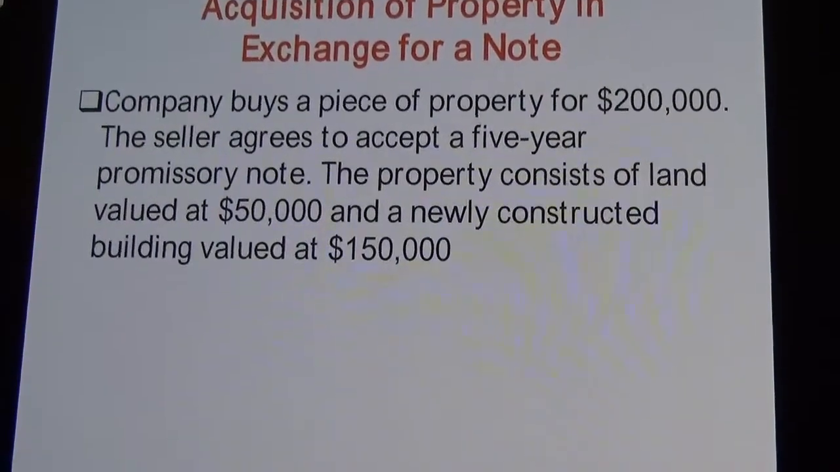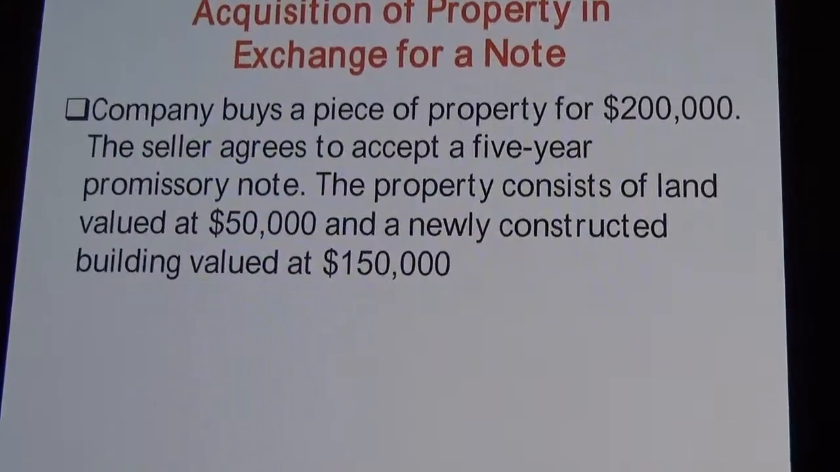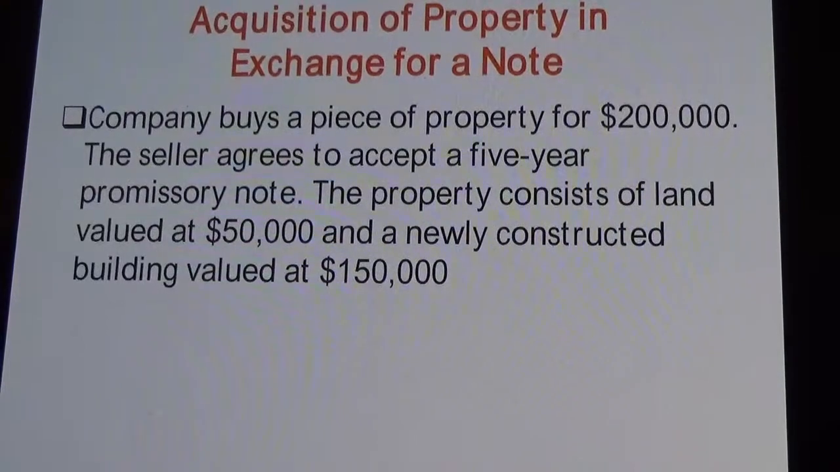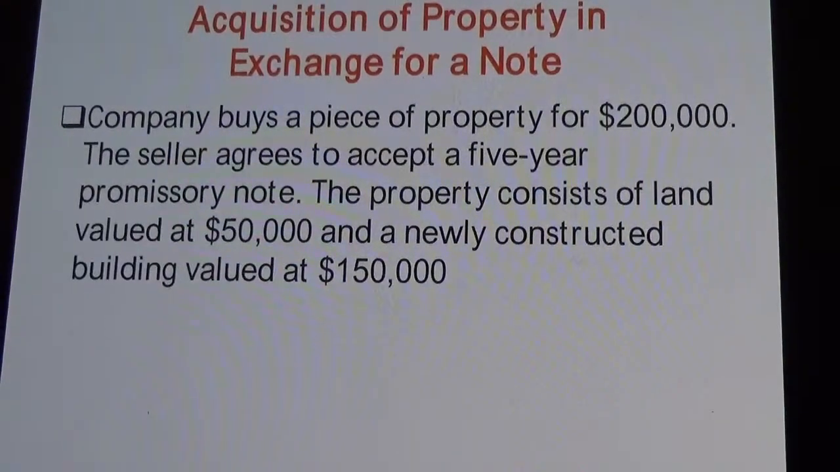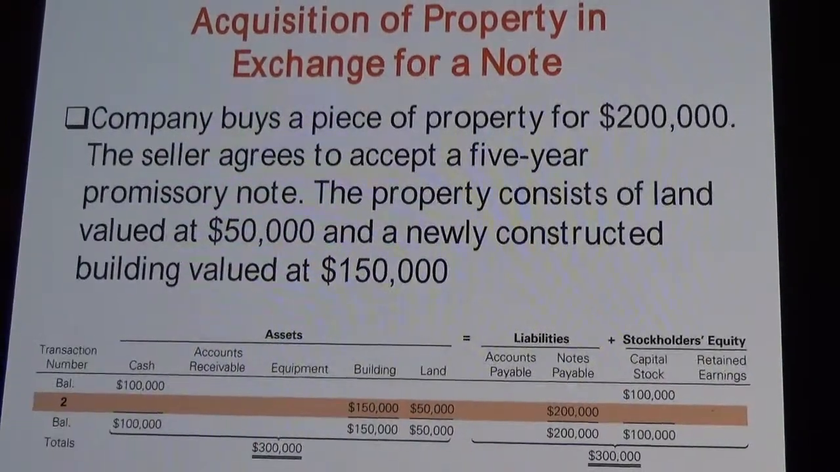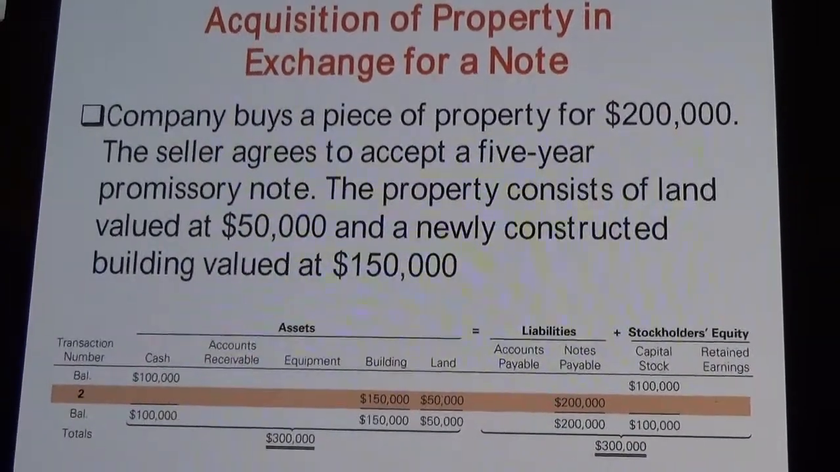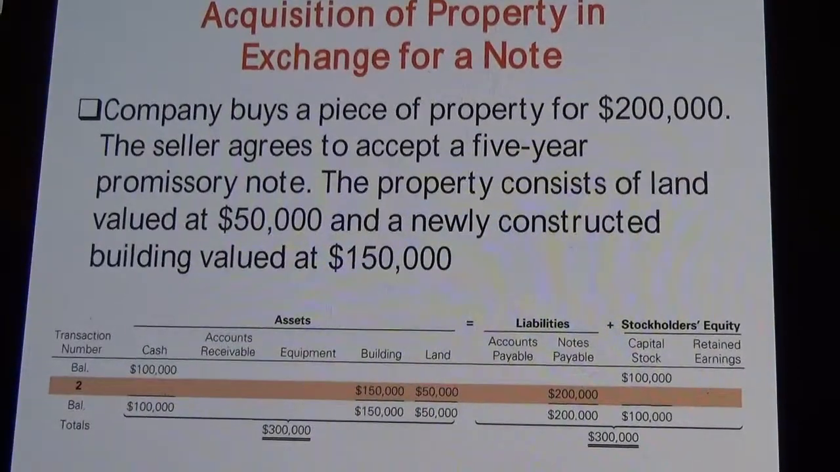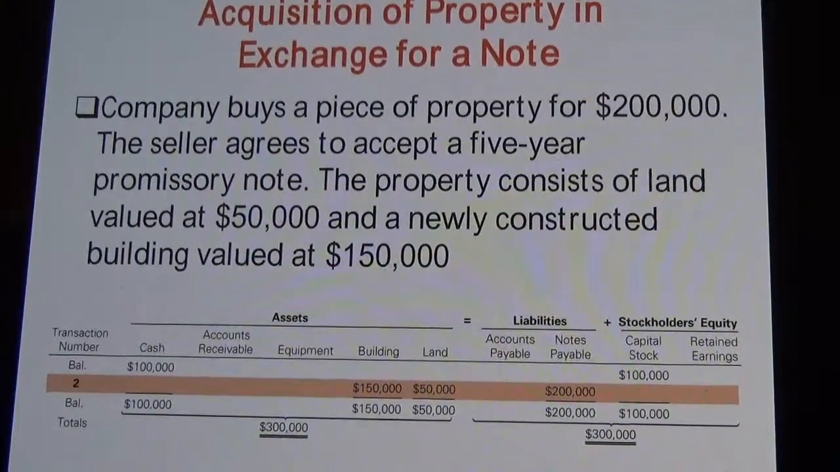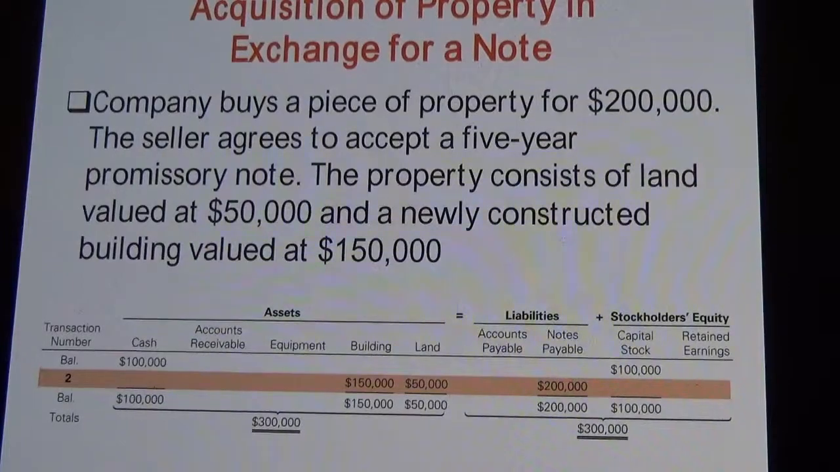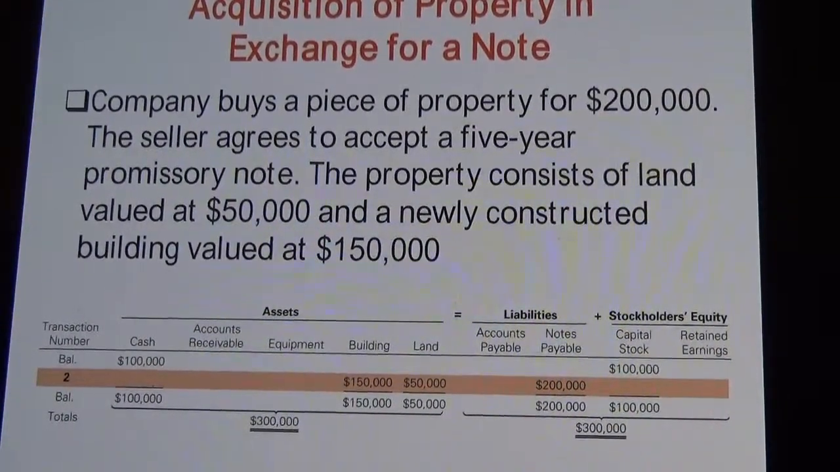And in this case, the property consists of both land that's valued at $50,000 and a building that's valued at $150,000. And so here we're going to see an example of a transaction that doesn't just have the same amount to two different accounts, but rather we're going to record two different assets. And so we see $150,000 as an increase to the building account and $50,000 as an increase to the land account.